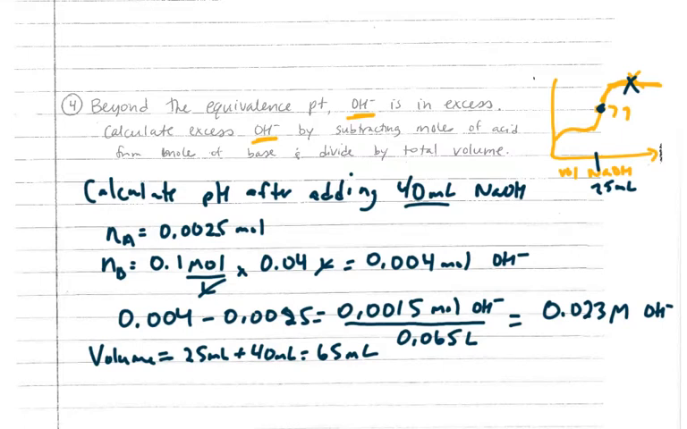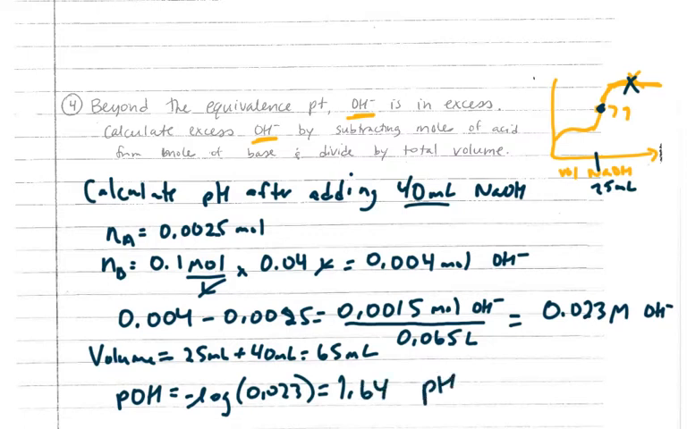So if we have a concentration of hydroxide, we can find the pOH. That's going to be the negative log of 0.023, which is 1.64. And then we can derive the pH, because that's just going to be 14 minus 1.64, which is 12.36, which is very basic, which is what we expect up here. We have an excess of base.